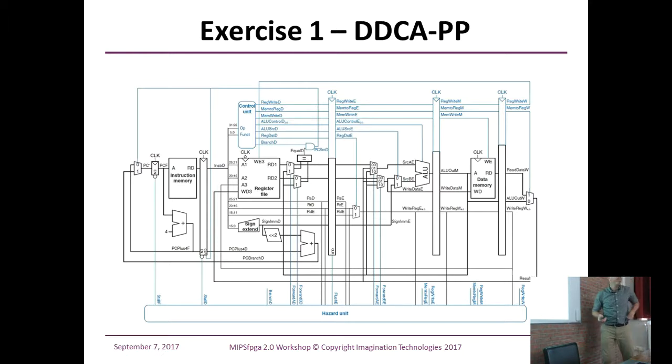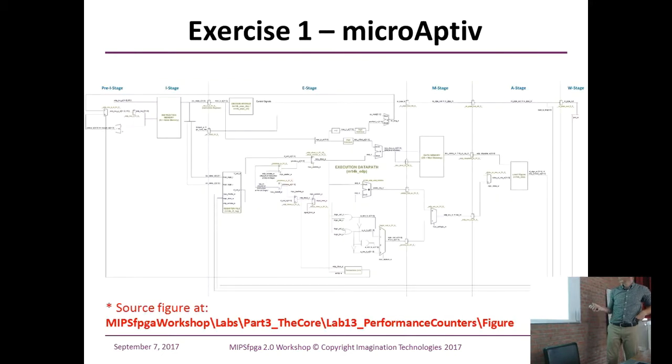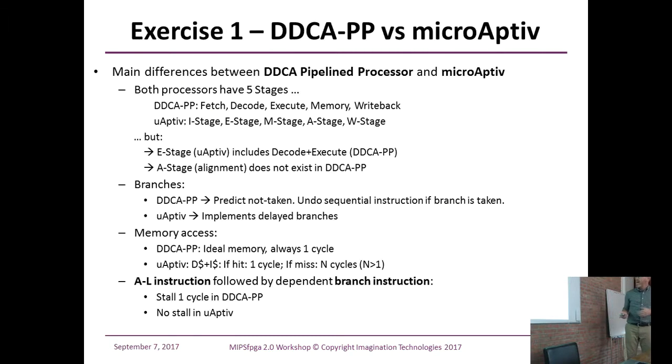Again, the extra stage, the new stage, what's it called? Alignment. For aligning, if you access a byte, for example, you may have to align it, so you perform that in this stage. Okay. There are other differences between both processors.